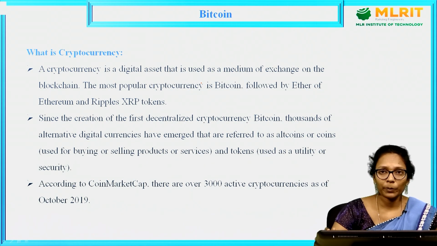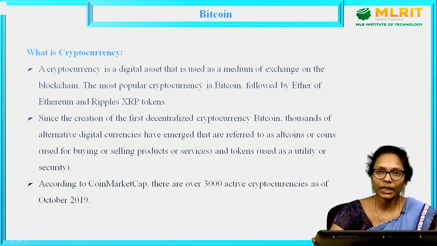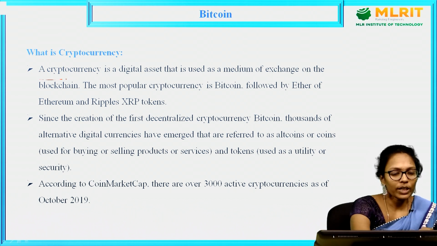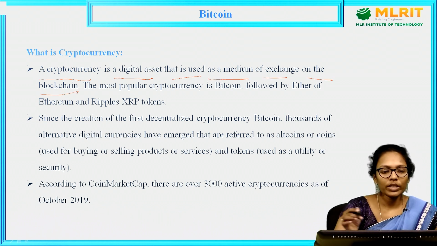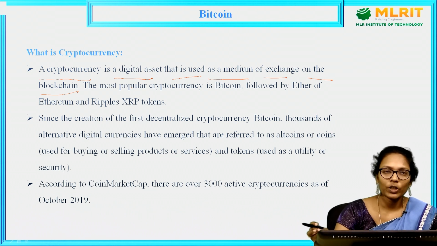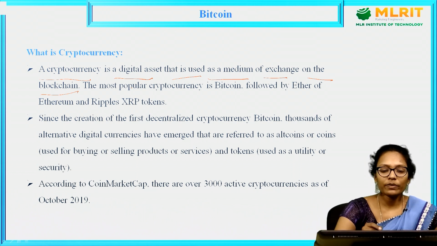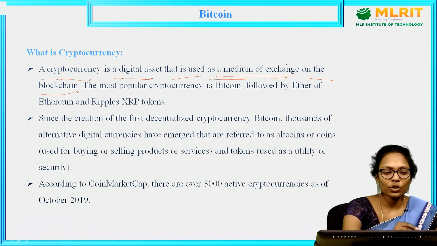So what is this cryptocurrency? Till now we have been discussing Bitcoin as a digital currency or cryptocurrency, but what actually does cryptocurrency mean? A cryptocurrency is a digital asset that is used as a medium of exchange on the blockchain. So it is actually a digital asset. We don't have a physical form for this cryptocurrency. It acts as a medium of exchange on the blockchain.